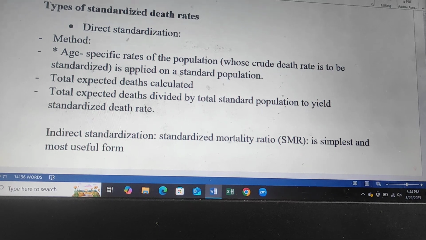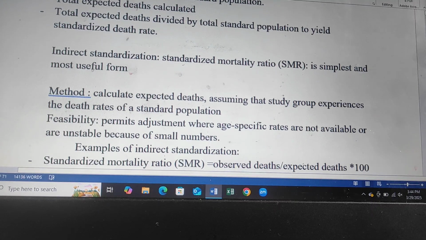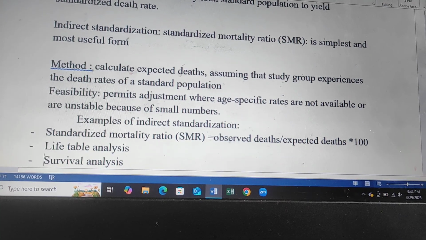Indirect standardization: the standardized mortality ratio is the simplest and most useful method. Calculate expected deaths, assuming that the study group experiences the death rate of the standard population. Its feasibility permits adjustment where specific rates are not available or are unstable because of small numbers. Example of indirect standardization: standardized mortality ratio is observed deaths divided by expected deaths, times 100.